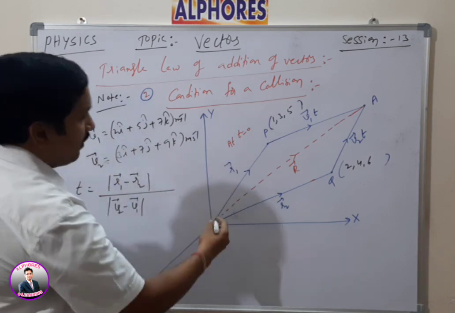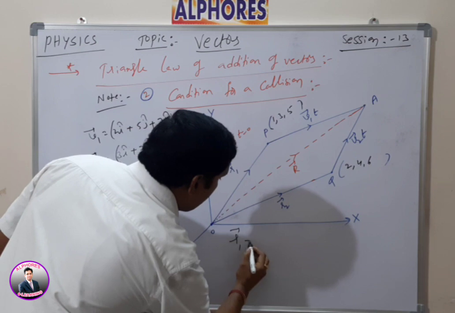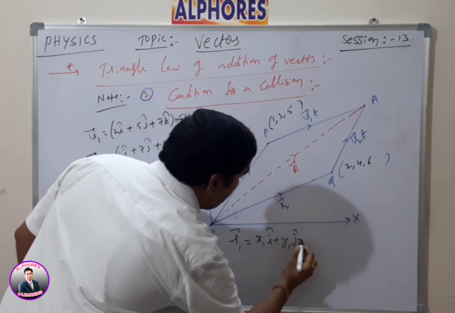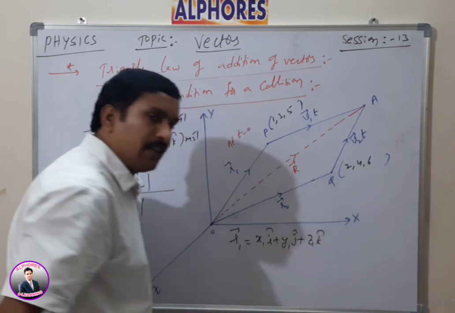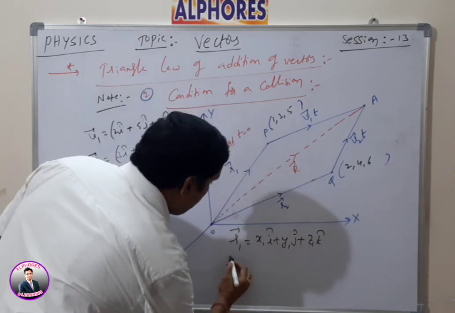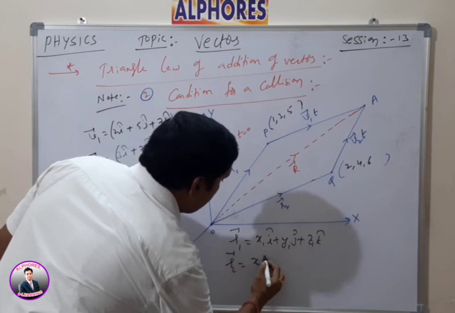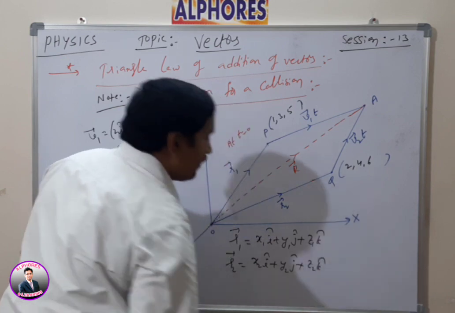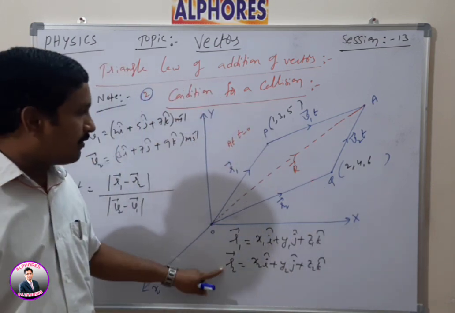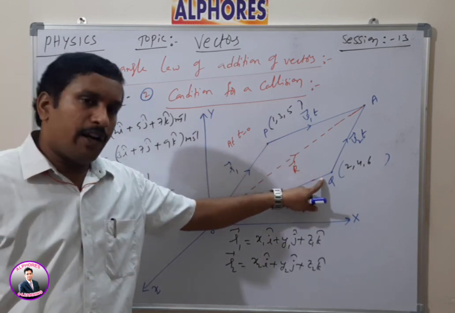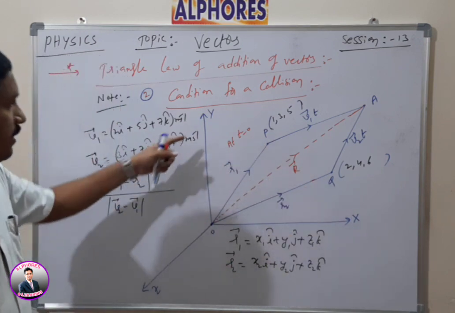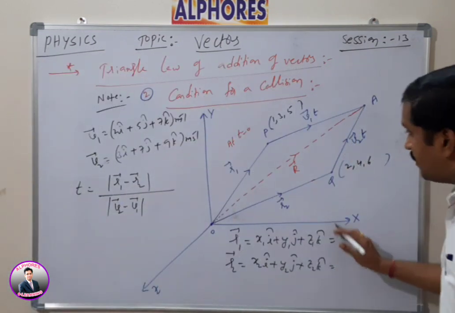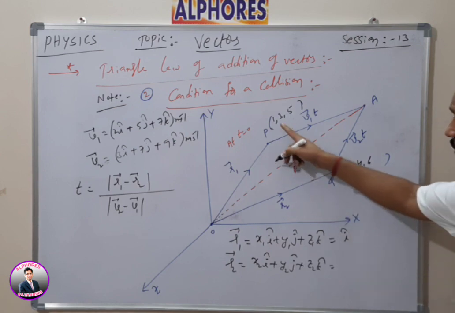R1 bar minus R2 bar: as per the position vectors, what is the formula? R1 bar is equal to the general formula x1 i cap plus y1 j cap plus z1 k cap. At the same time, R2 bar is x2 i cap plus y2 j cap plus z2 k cap. So these are the two position vectors of the particles at point P and point Q. Now I have to give the points. What are the position vectors here? This position vector is, as per the condition, x1, y1, z1.